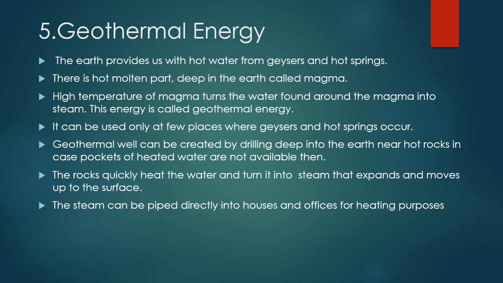A geothermal well can be created by drilling deep into the earth near hot rocks in case pockets of heated water are not available. The rocks quickly heat the water and turn it into steam that expands and moves up to the surface. The steam can be piped directly into houses and offices for heating purposes. So basically geothermal energy has limited usage because it is not present everywhere, and it is present in limited areas where the magma is present near any water reserve. Because of that magma, the water becomes hot, in some cases very hot. So they are called geysers or hot springs, and from these geysers and hot springs the water is taken up and moved to houses and offices for heating purposes.